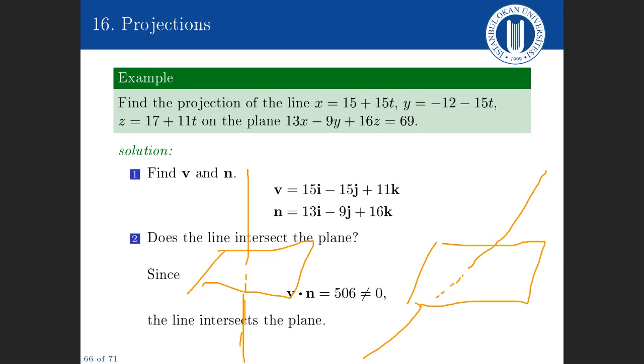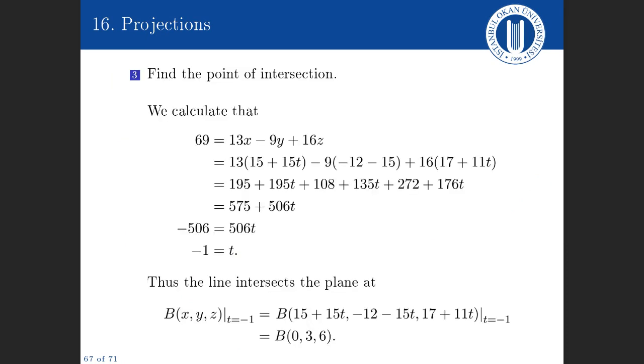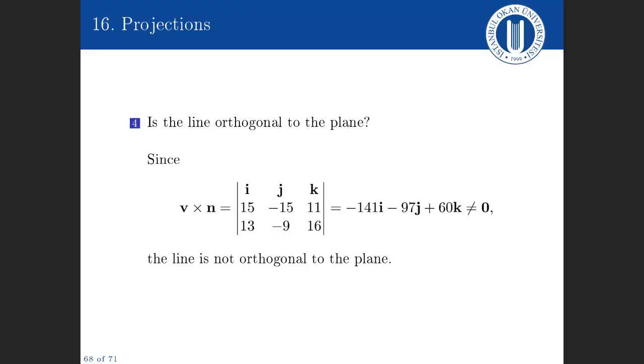Step 3, find the point where the line intersects the plane. I'll leave this for you to check. It's the same type of calculation we've done before. Check that the answer is (0, 3, 6). And then step 4, is the line orthogonal to the plane? We answer that by doing V cross N, and this time we do not get the 0 vector, which tells us the line is not orthogonal to the plane.